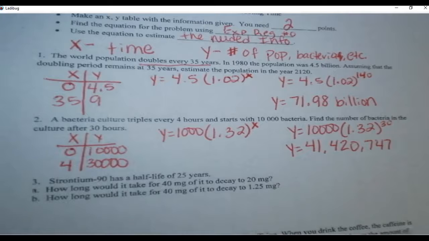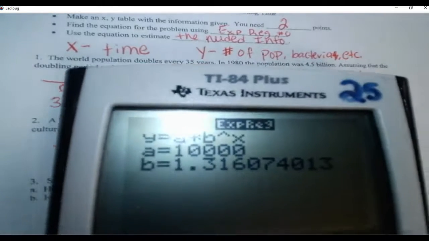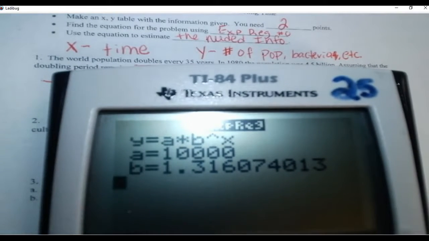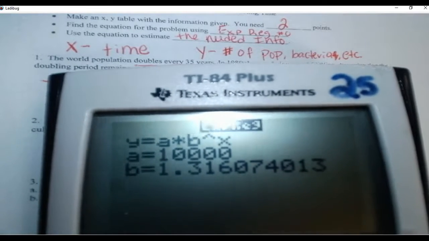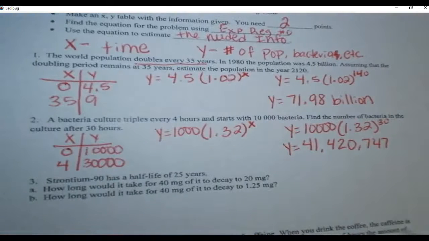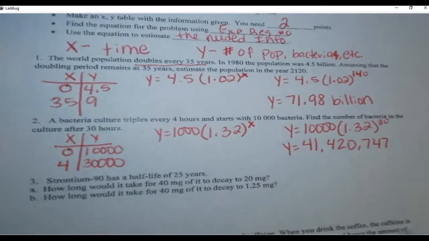And one thing about these problems is if you look at our equation, we rounded our B value, pretty good. It had a whole bunch of decimals. So your answer can vary depending on how you round. Okay? So usually the more decimals, the better. But a lot of times, if you're checking your paper and your answer is different than mine, we probably just round it differently. Any questions on 1 or 2?